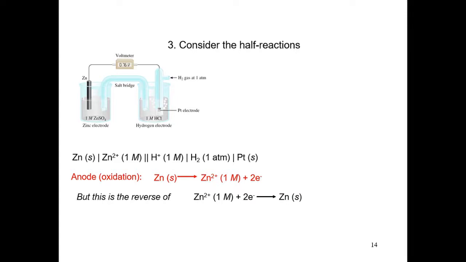And that is the equation for which we're trying to find the value of the standard reduction potential. Remember, the standard reduction potential is always given for the reduction direction. Regardless of what happens at the electrode, we want to find the potential for the reduction reaction. That's the one we're trying to find. We don't know what it is.